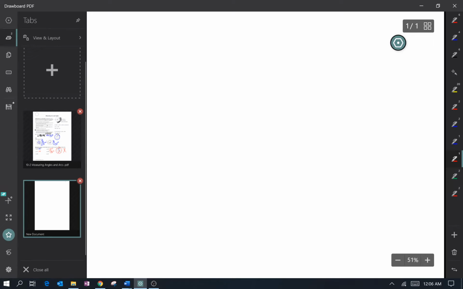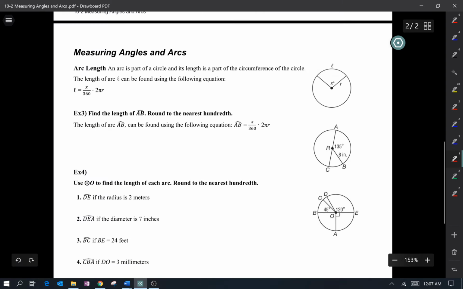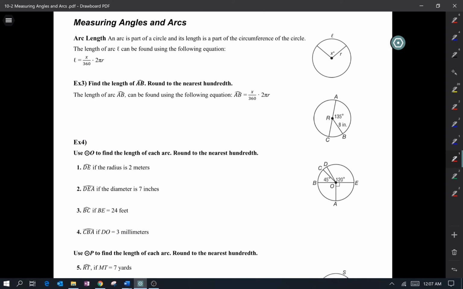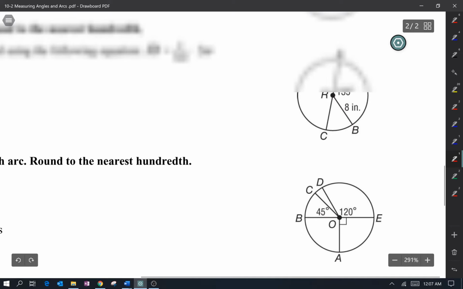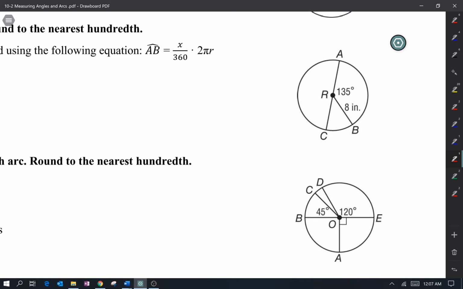The second half is we're going to be talking about finding the length of an arc. There's one thing here: I can figure out the angle. So let's look at this angle. You know what? I'll just do it on a separate one.